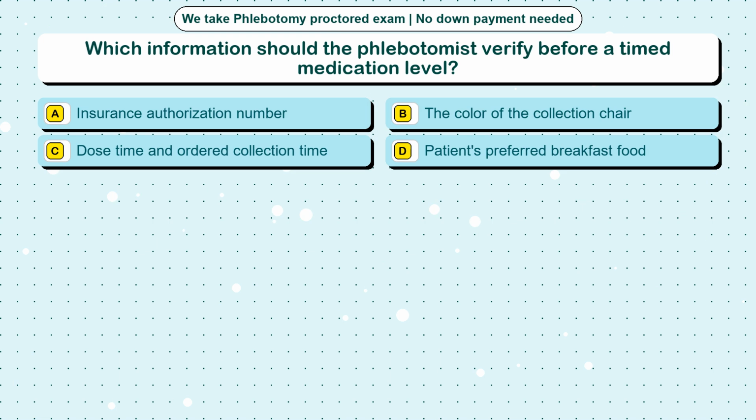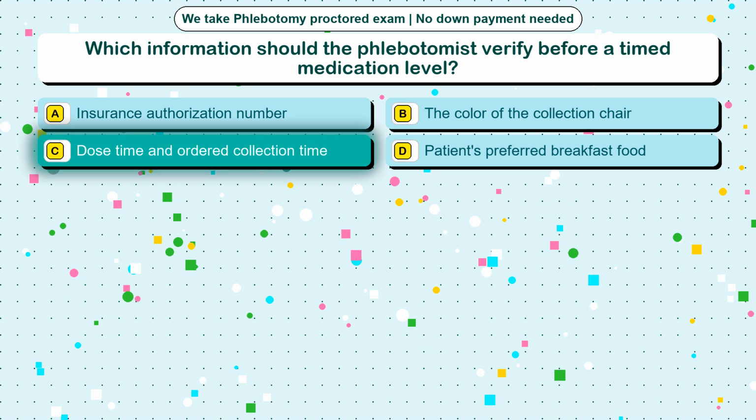Question 5. Which information should the phlebotomist verify before a timed medication level? Option A. Insurance authorization number. Option B. The color of the collection chair. Option C. Dose time and ordered collection time. Option D. Patient's preferred breakfast food.